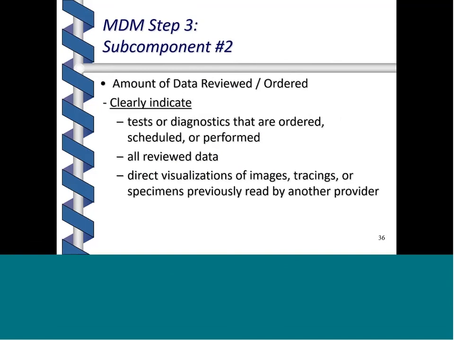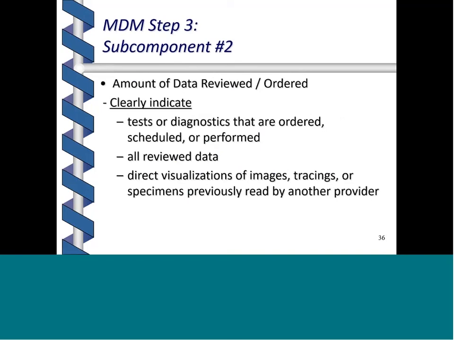Next is the amount of data that's reviewed and ordered. So if you ordered lab work from the last visit and you reviewed that, this is where you could put that the labs were reviewed and shows their hemoglobin remains such and so. You also can just reference the lab that you reviewed, as long as we can see that you did review the lab.